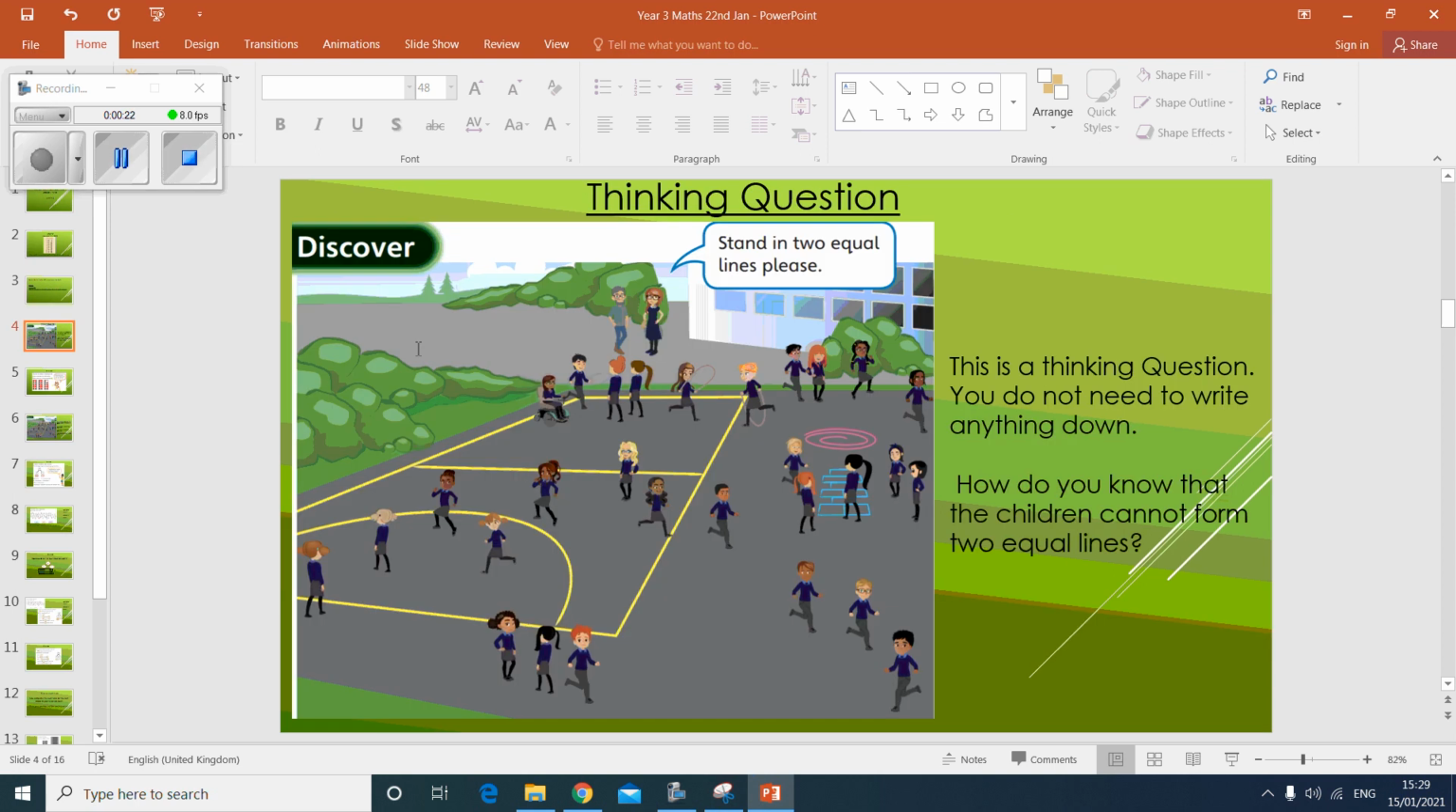So this is our first thinking question. Here is a playground of children and the teacher is asking the children to stand in 2 equal lines. But how do you know that the children cannot stand in 2 equal lines? Pause the video while you have a think.